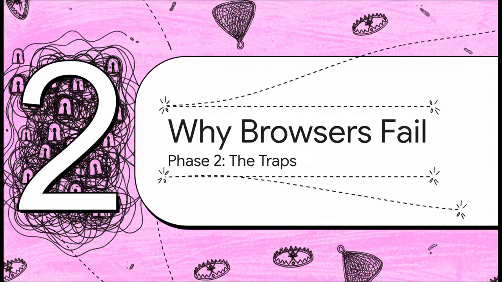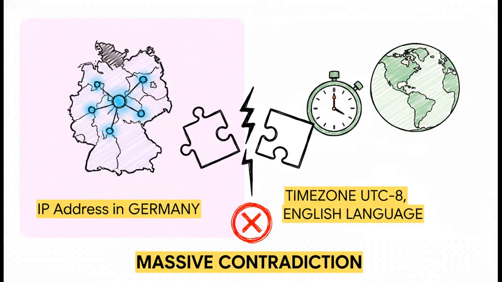Moving right along to Phase 2, the traps. Let's look at why most browsers actually fail this test. To really wrap our heads around this, imagine what a lie actually looks like to CreepJS. Think about an IP address routing through Germany, right? But the browser's time zone is set to the Pacific coast of North America, and maybe the language is set to Chinese. A real, everyday human user almost never has this kind of massive contradiction. CreepJS automatically cross-checks these pairs, instantly spots the inconsistency, and boom, drops your trust score.